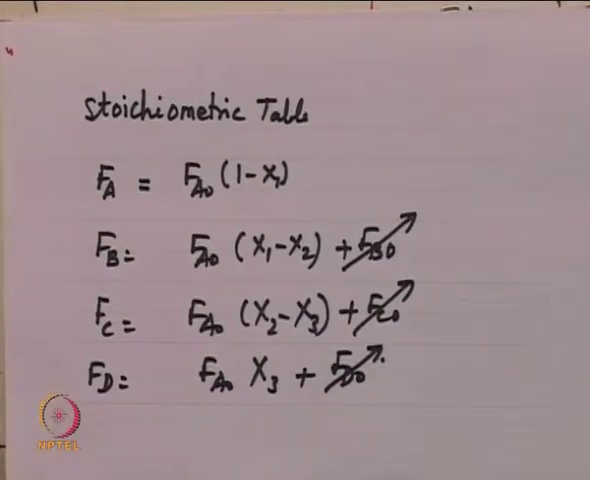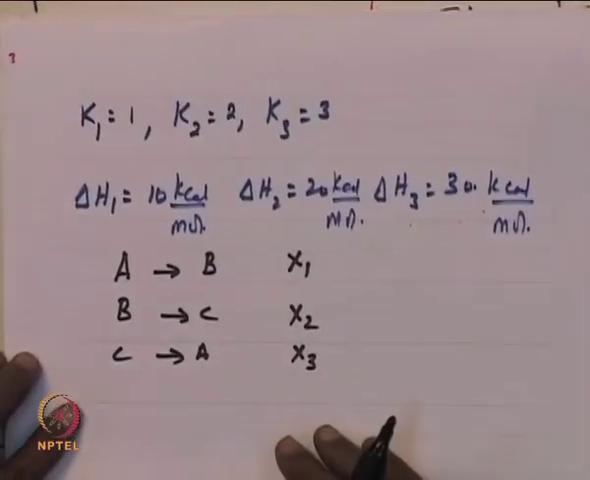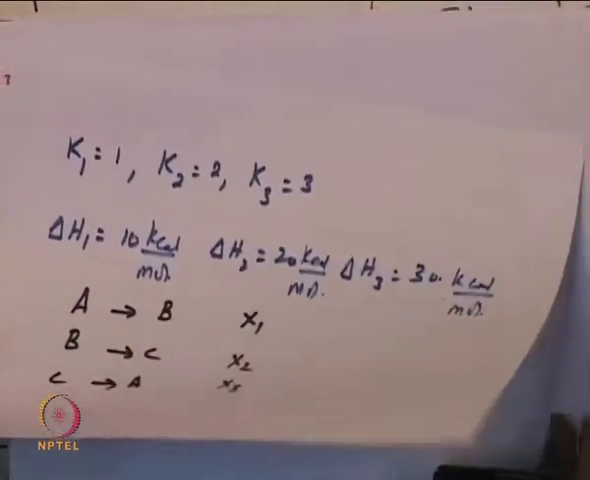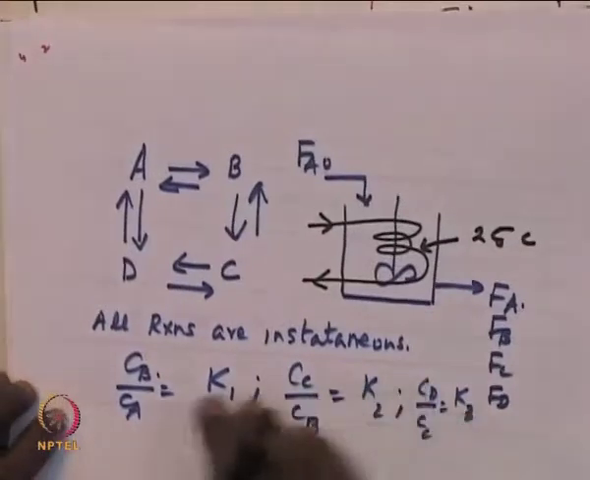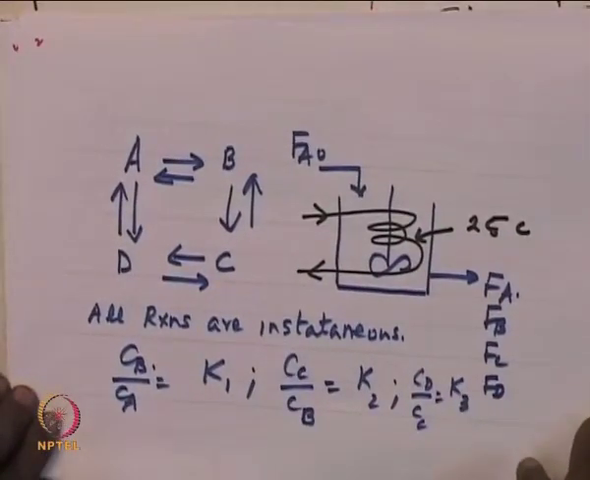Okay, this is the stoichiometry. We said a little earlier that all these reactions are instantaneous, and since they are all instantaneous, C_B by C_A is K1 and so on. All that we have said already. So we can now use these relationships to understand what has happened in the equipment. Let us do that quickly.